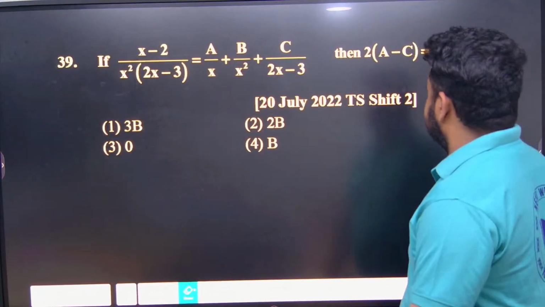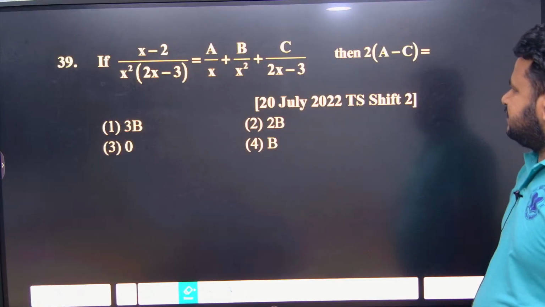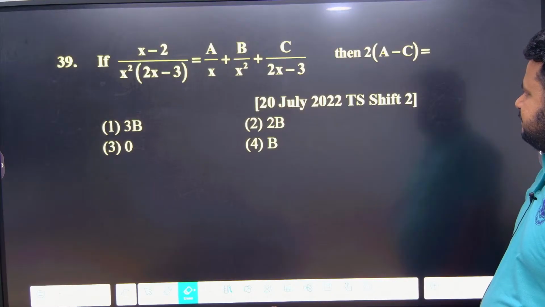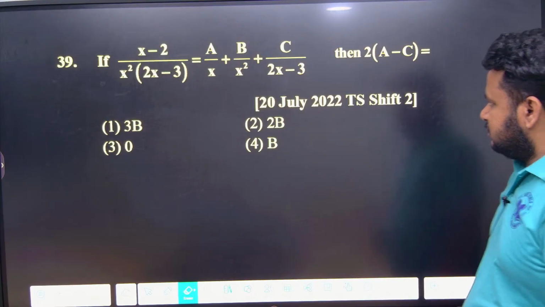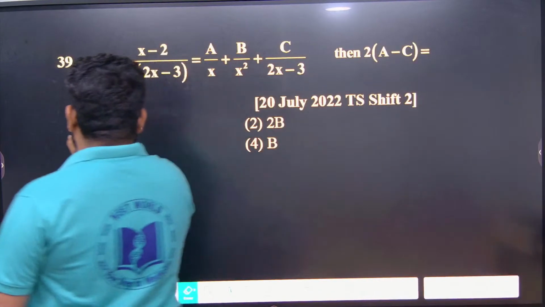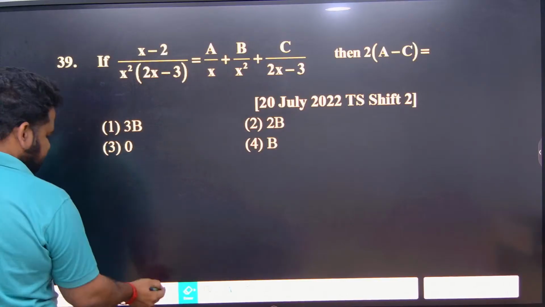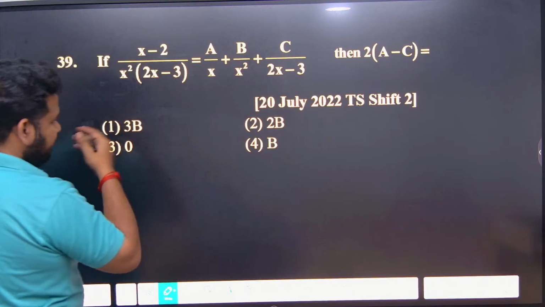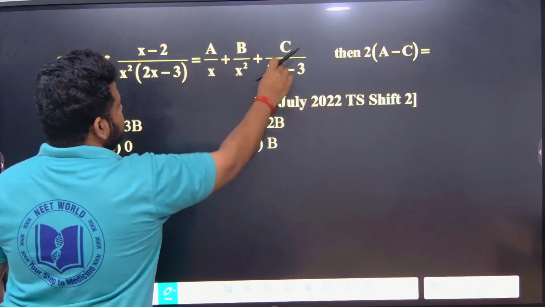Let us look at this question. 2022 TS they have asked this question: x minus 2 over x square, 2x minus 3, equals a by x plus b by x square plus c by 2x minus 3. See, this is also a repetition term. Once you write a by x, another time you write b by x square. So definitely I can find out the terms b and also c directly.